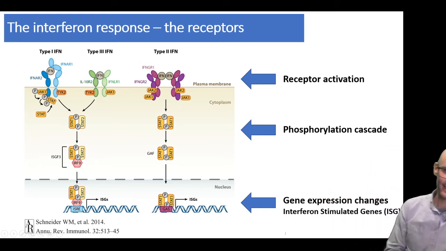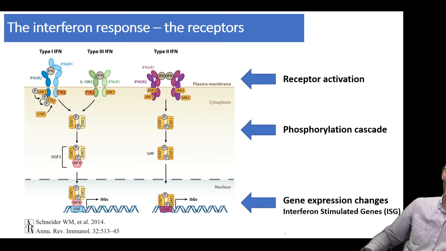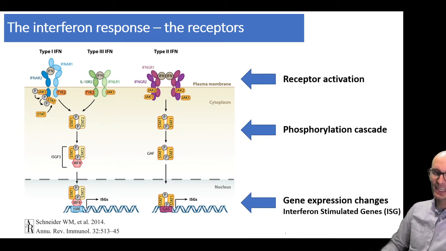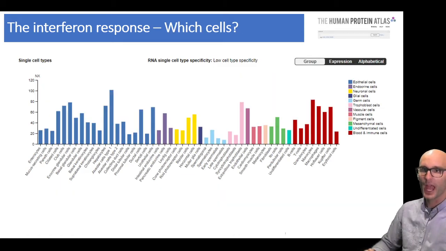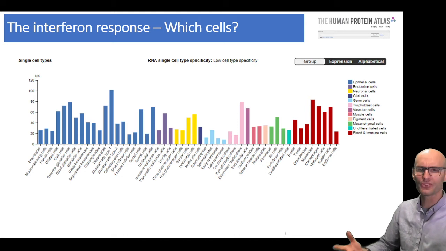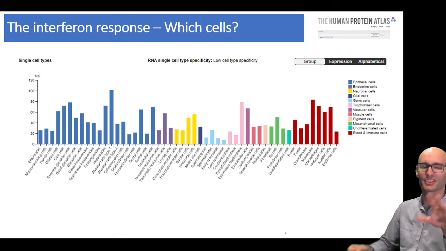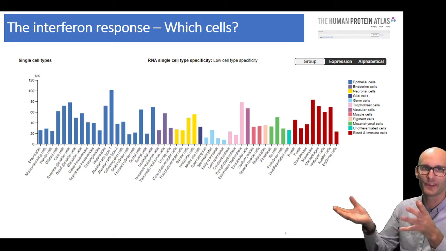Sorry, I'm blocking the slide. Here we go. Interferon-stimulated genes, or ISG. So we end up with these gene expression changes in response to the receptor activation. Okay, so which cells are expressing these receptors? Which cells are going to respond to the interferon response?